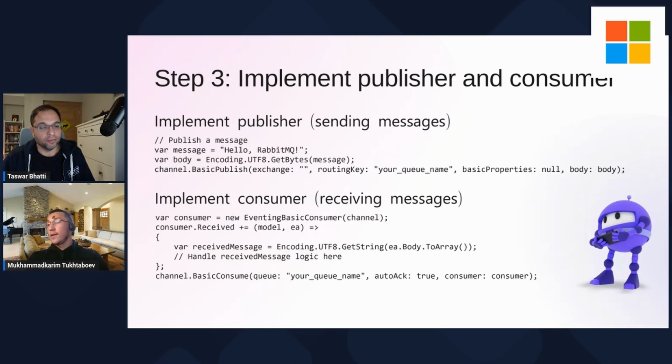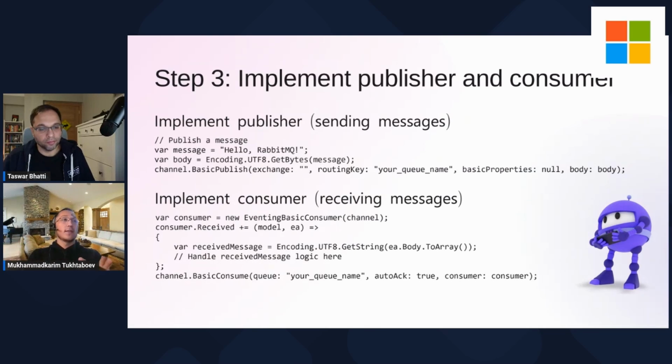The first one is the publisher and the consumer. The publisher can also be called the producer. Publisher equals producer, they are the same. You use the publisher for sending messages. If you want to send a message from our user service to RabbitMQ, use the publisher. If you want to fetch data from RabbitMQ into your other services, as I mentioned, use the consumer.